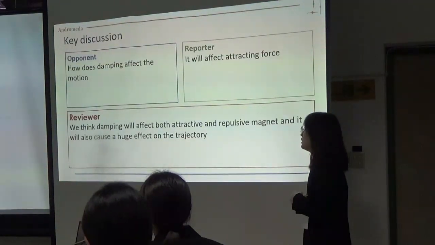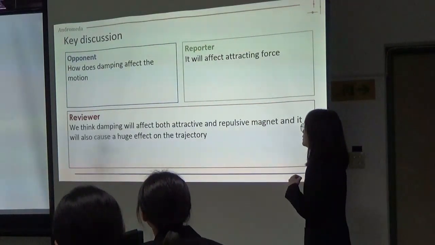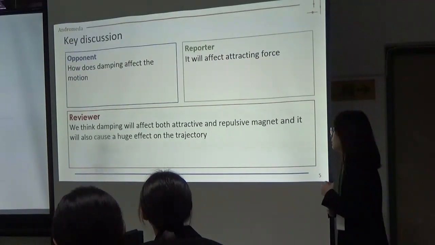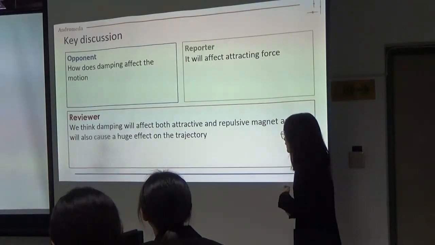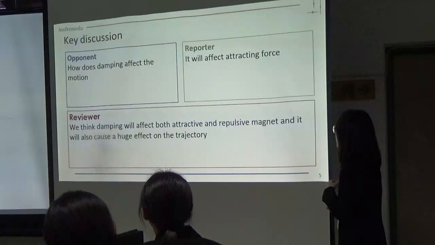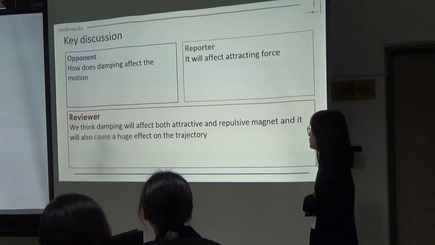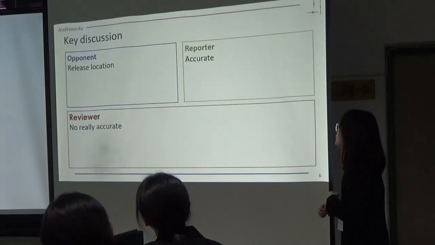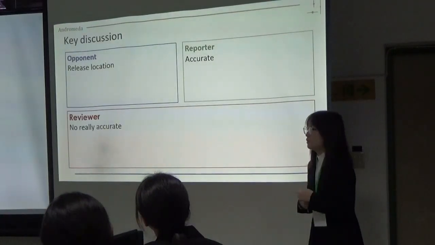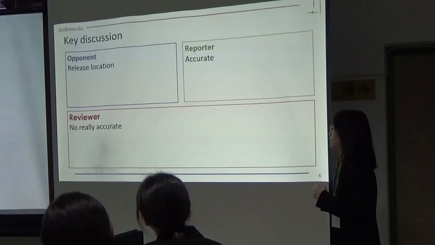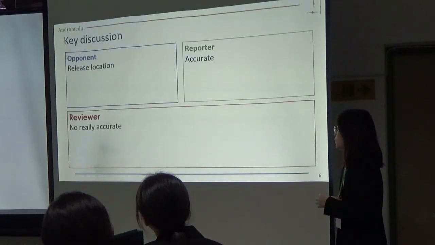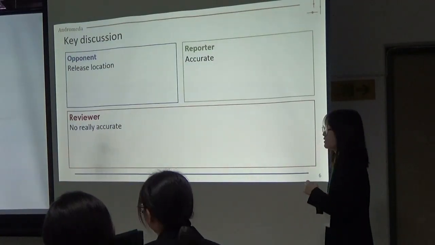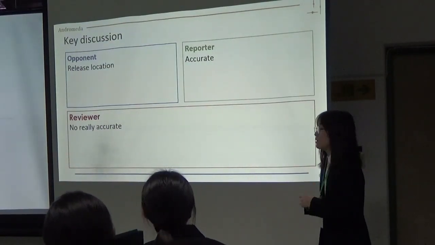And about the key discussion, the discussion about how damping affects the motion. The report said it will affect the attractive force. But I think damping will affect both attractive and repulsive magnets, and it will also have an effect on the trajectory. And then also they talk about the release location. The reporters try their best to control the release location, but I think it's not really accurate because chaos is very sensitive to the initial conditions.